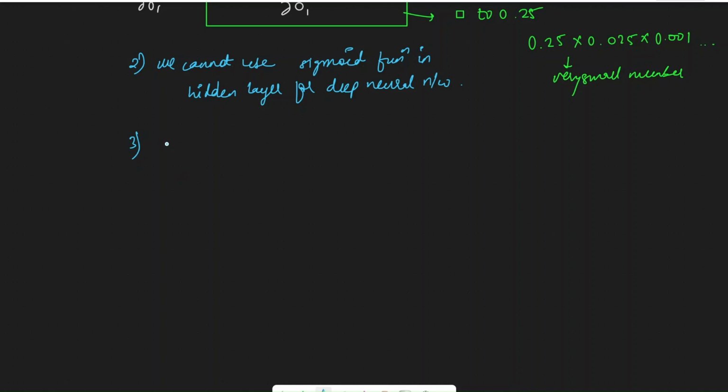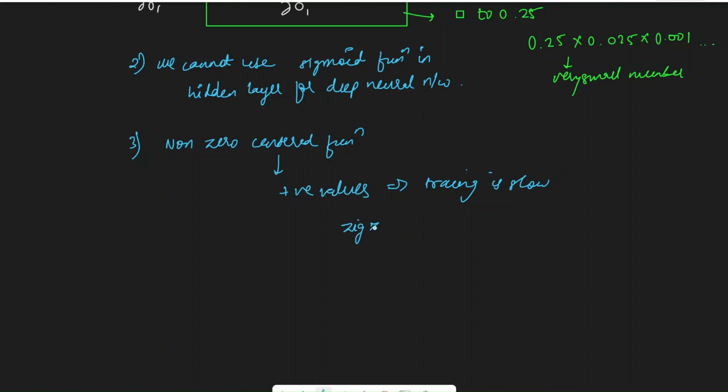Third disadvantage is that it is a non-zero centered function. Why is this a disadvantage? Because it will only output positive values. Because it is only outputting positive values, we will have a slow training process. It is not distributed equally around 0, which means it does not have positive and negative values. It just has these positive values. And because it just has positive values, the weight updates will be zigzag. And because of these zigzag updates, we will have slow training.